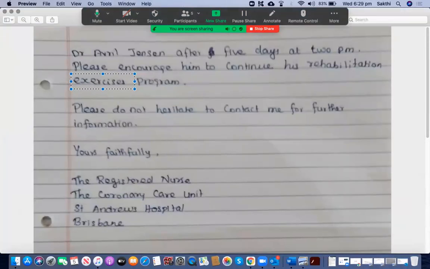Please do not hesitate to contact me for further information. Yours faithfully, the registered nurse, coronary care unit, St. Andrews Hospitals, Brisbane. All right. No, exercise, only exercise. Yeah, that's singular, what I thought, because it's a program. Usually the singular noun comes with the singular phrases only. Okay, exercise program. That is another issue.